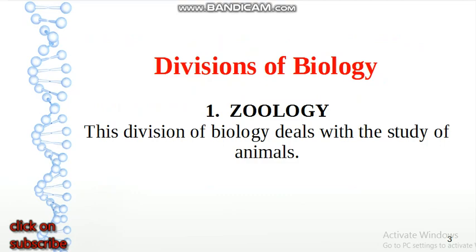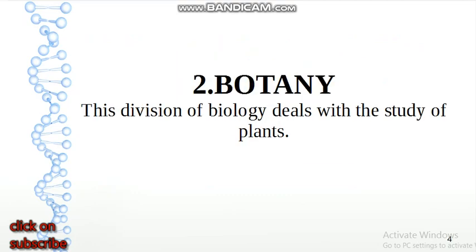The number one division of biology is zoology. Zoology is that division of biology which deals with the study of animals. That means the study of animals is known as zoology. Now, number two is botany. This division of biology deals with the study of plants. When you are studying plants, it means you are studying botany.